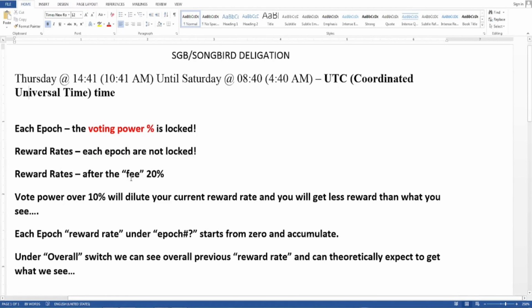Reward rate after the fees. Vote power over 10% will dilute your current reward rate and you will get less rewards than what you see. Each epoch's reward rate, under the epoch number, starts from zero and accumulates. We discussed that. Under the overall switch, we can see the overall previous reward rate and can theoretically expect to get what we see. We discussed that also.